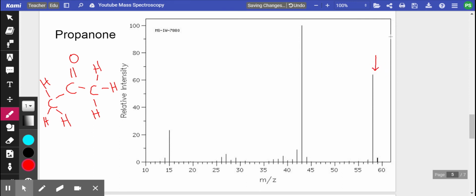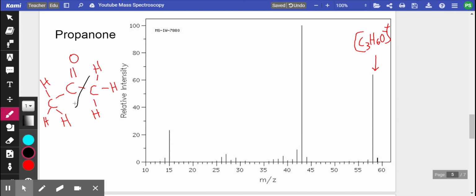And this is the molecular ion peak. And as we talked about before, we will see a very, very small peak right above at 59 because of the carbon 13 isotopes. Okay, so C3H6O plus 1.